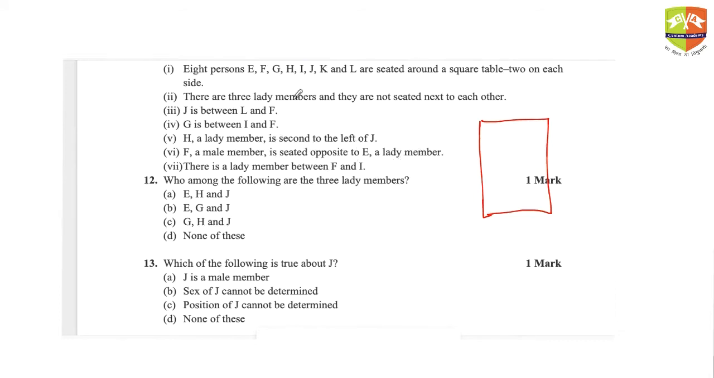So how many of them are lady members? I have identified H is a lady member. I have also identified E is a lady member. And there is a lady member sitting between F and I, so that I'll get after putting out the sitting arrangement. Now try to understand it. J is sitting between L and F. So all the sides are same.